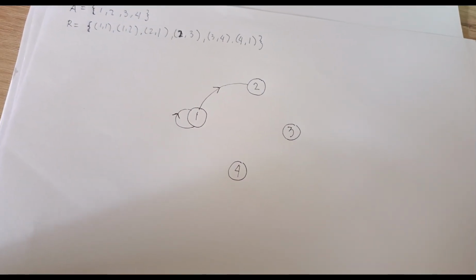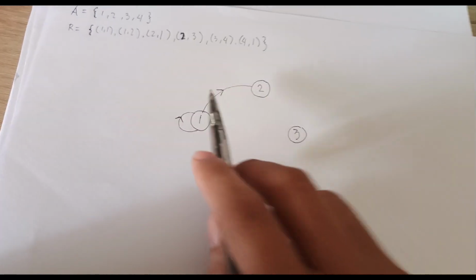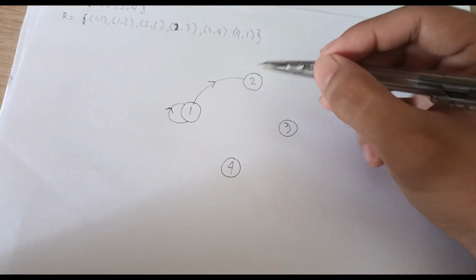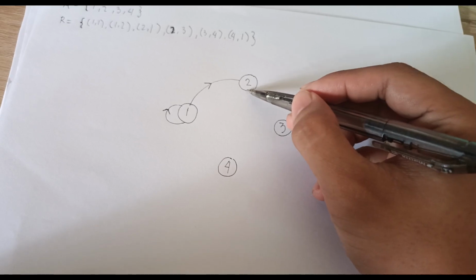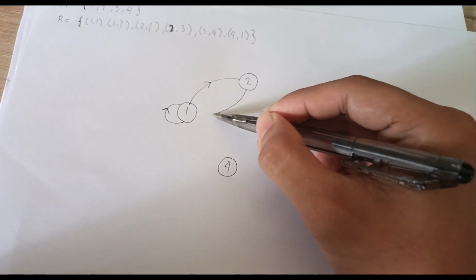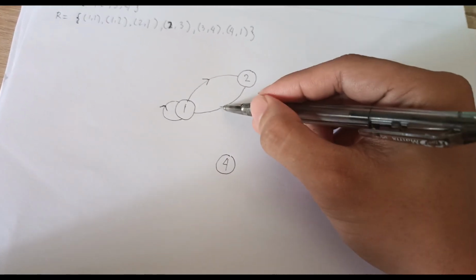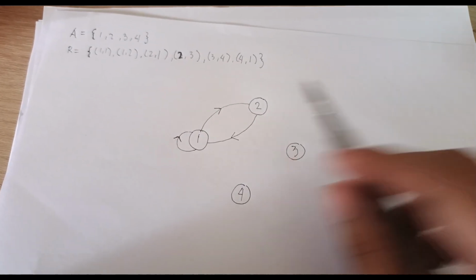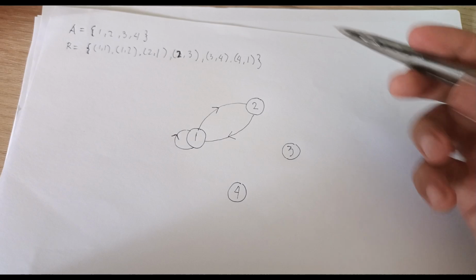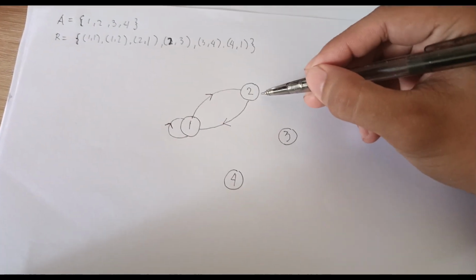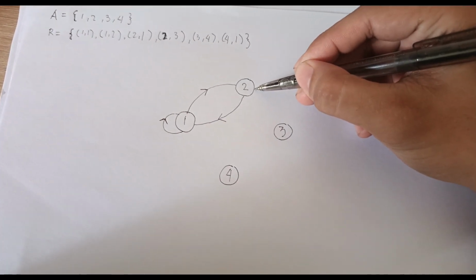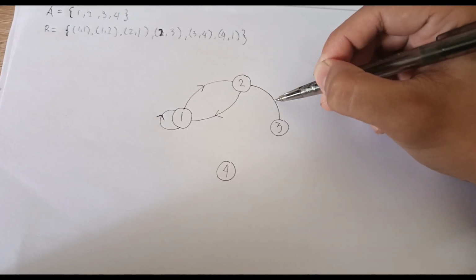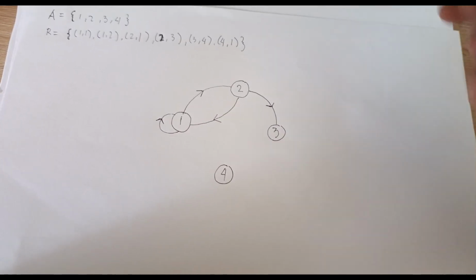Next, 2 to 1. We're going back again because 2 and 1 have a relation. Next is 2 to 3. We jump from 2 to 3 because 2 and 3 have a relation.